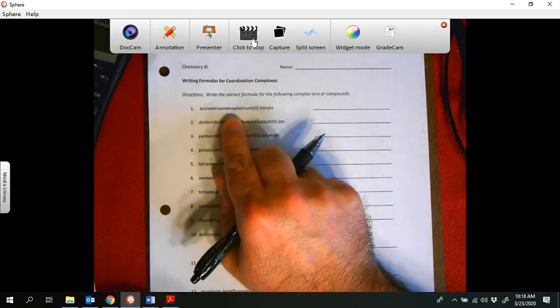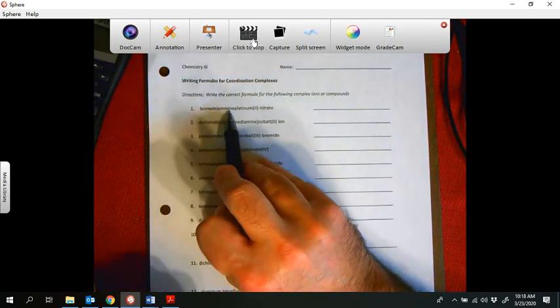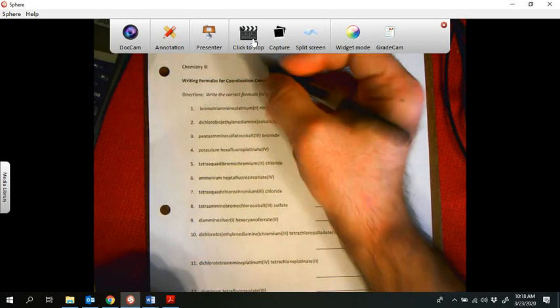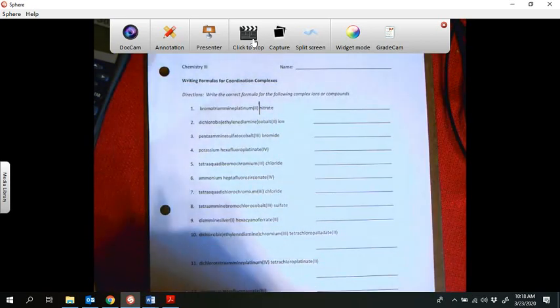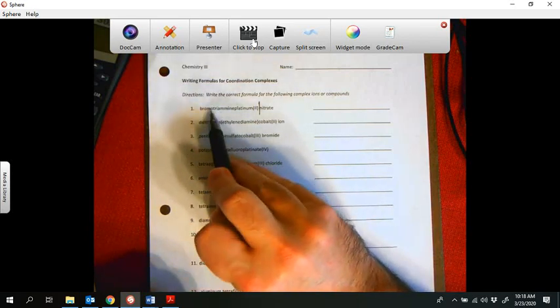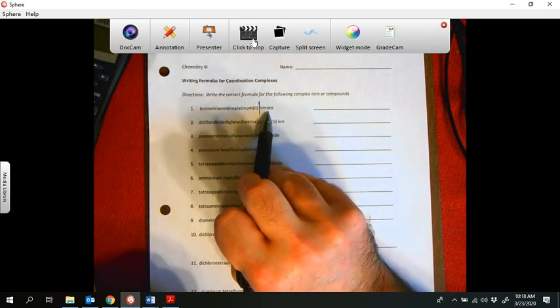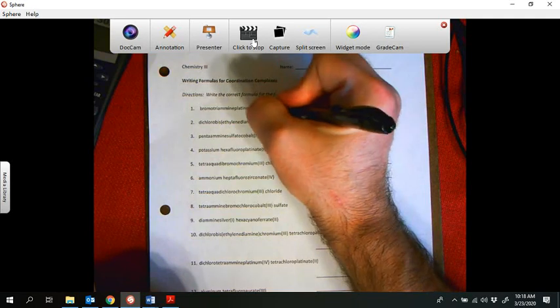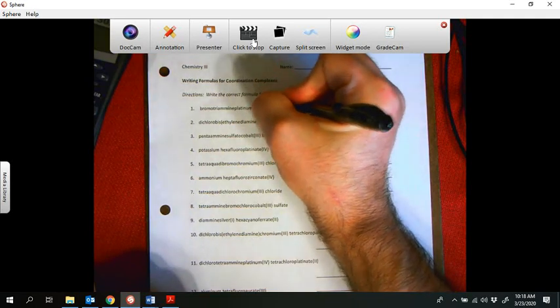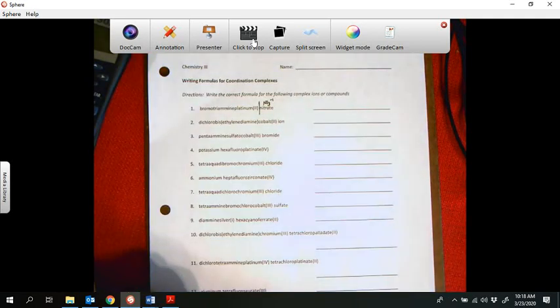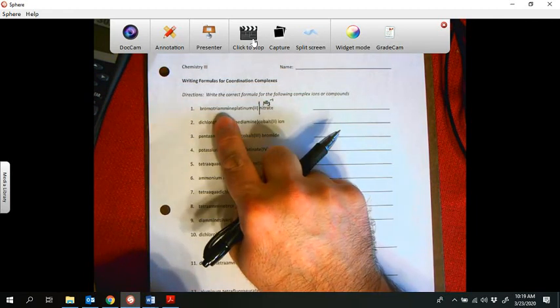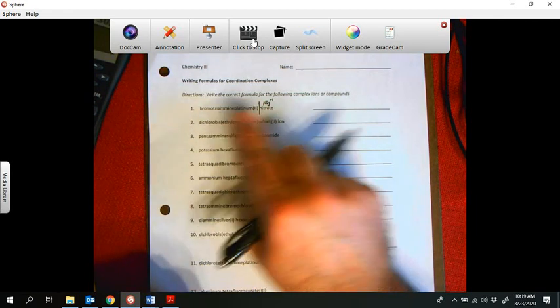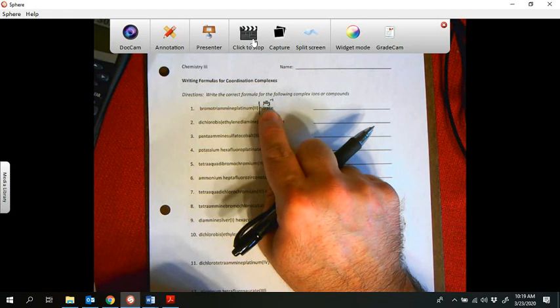So bromo triamine platinum 2 nitrate. So we're going to have a split there because we have our cation and anion. And we know that nitrate is NO3 and has a -1 charge. So we're going to have to see what the charge of this is in order to make sure that it's balanced. So we might need multiple NO3s.